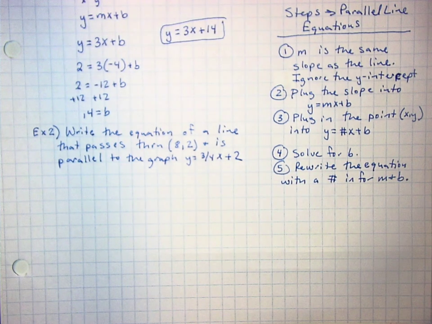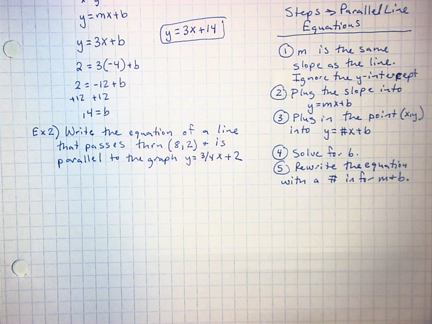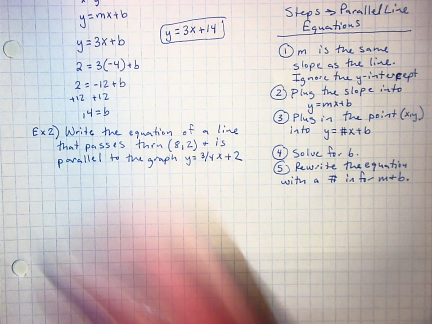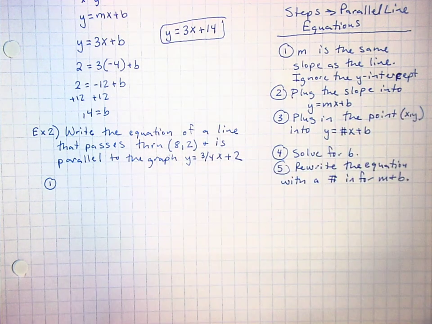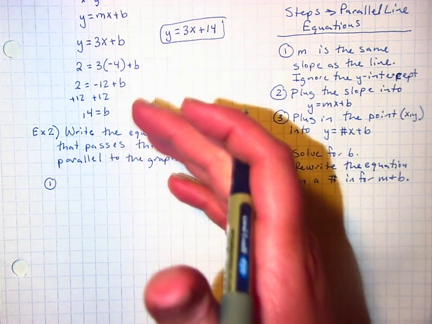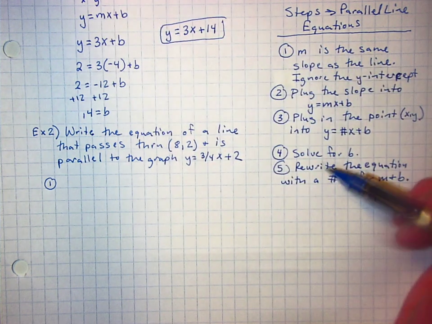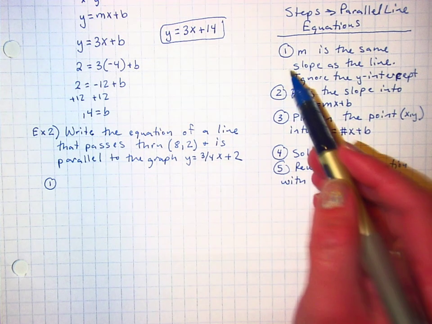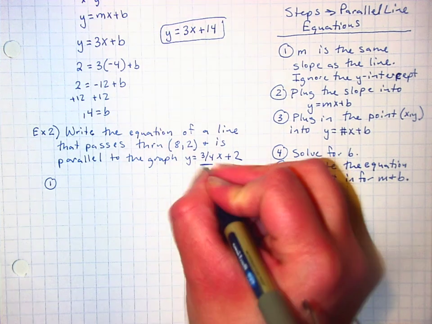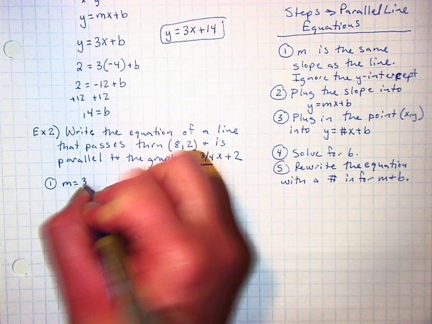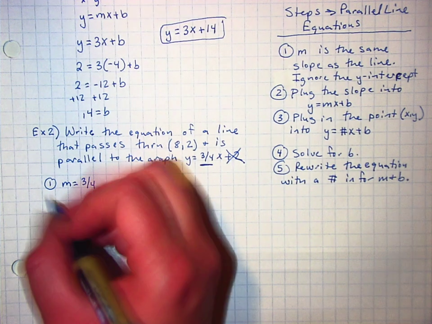All right, so this time I am going to follow all of the steps that I wrote out. So I'm going to do it exactly by the steps. You don't have to use the steps if you feel comfortable just doing this on your own. Obviously you need some work, but if your homework looks like this or if it looks like actual steps, either way is okay. Number 1, m is the same slope as the line, ignore the y-intercept. Okay, so my slope is 3/4, and I'm going to ignore the y-intercept, so I'm just going to cross it out. I don't even need to look at it.